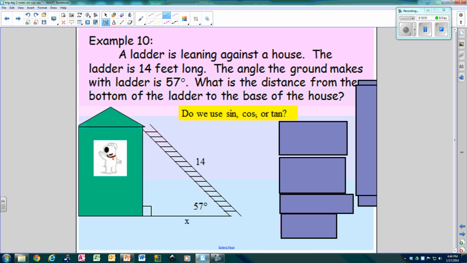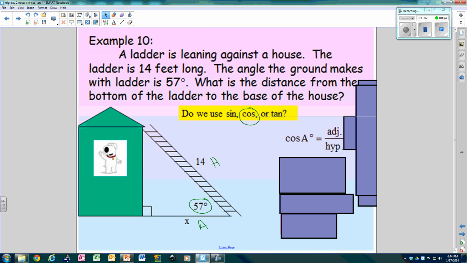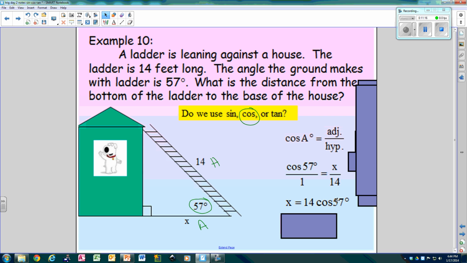So do we use sine, cosine, or tangent? So here's our angle. The ladder is the hypotenuse, and this side is adjacent. So since I have an A and an H, we're going to use cosine because cosine is adjacent over the hypotenuse. So we have our angle is 57, our adjacent is x, our hypotenuse is 14. Cross multiply, so x is 14 cosine 57, so it is 7.6 feet away from the house.